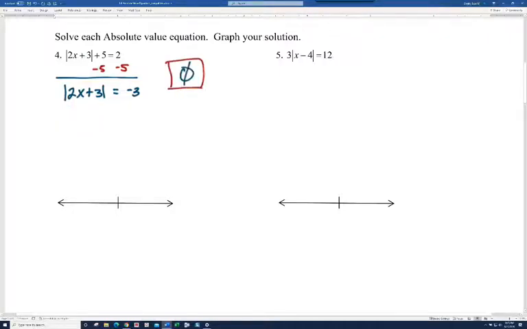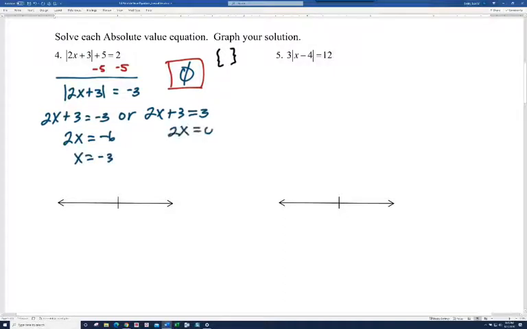And so there is no solution to this. Our solution is the empty set. Remember, we could also write the empty set like this. But what if you're just plugging along and you set this equal to -3, excuse me, and +3. You get -3 on the left here. So I subtracted 3 on both sides. You get 2x equals 0, which means x will be 0.